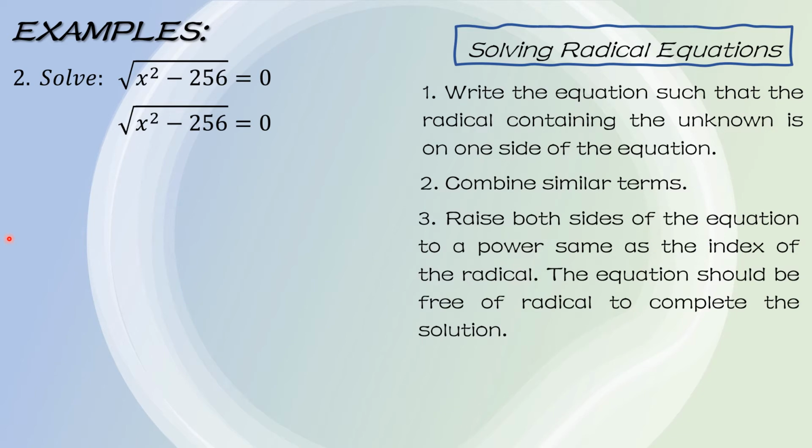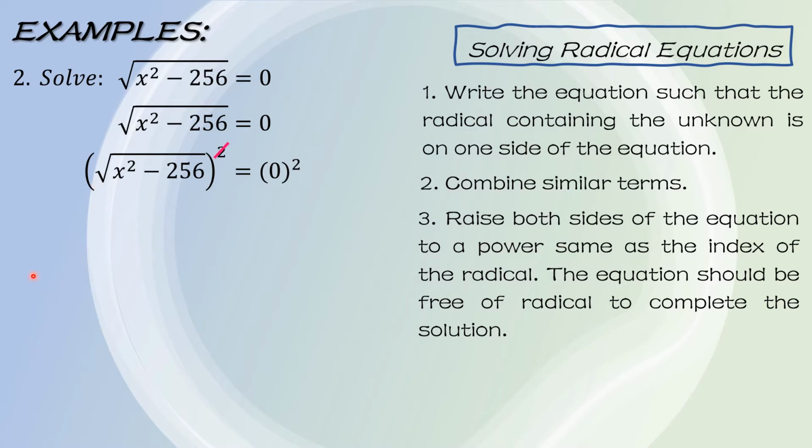Raise both sides of the equation to a power same as the index of the radical. The equation should be free of radical to complete the solution. So again, ang goal natin is ma-cancel yung square root symbol. So since ang index niya dito ay 2 or square root, let us multiply both sides of the equation to 2 or yung exponent na 2. Again, maglalagay tayo ng exponent na 2 sa both sides of the equation para ma-cancel natin yung square root symbol since ang index nitong given nating radical equation ay square root.